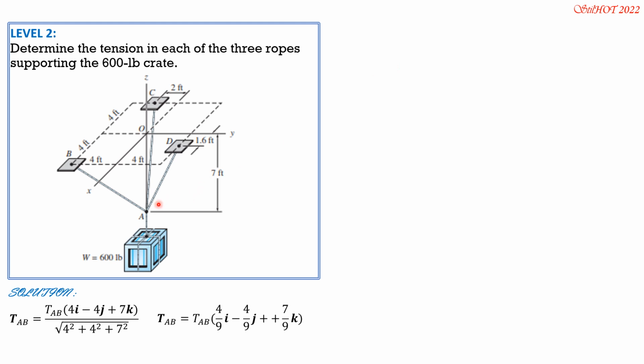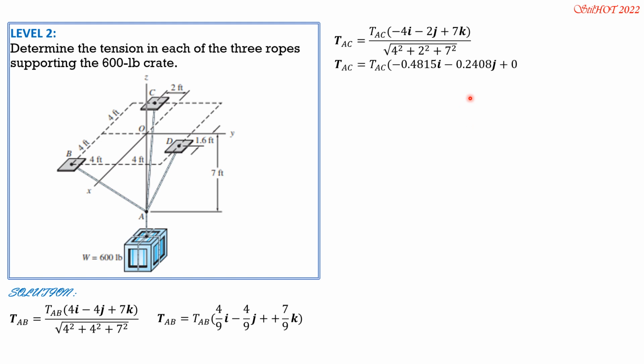Next is tension AC. It is directed backward, negative 4 along X, then leftward, negative 2 along Y, then upward, 7 along Z. So therefore, tension in AC is magnitude of tension in AC, quantity negative 4i minus 2j plus 7k over square root of 4 square plus 2 square plus 7 square. Simplifying, tension in AC is magnitude of tension AC, negative 0.4815i minus 0.2408j plus 0.8427k.